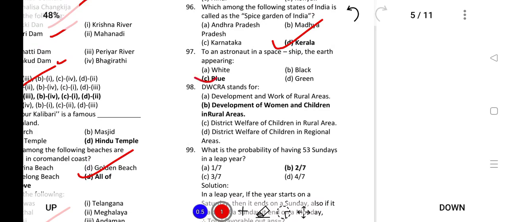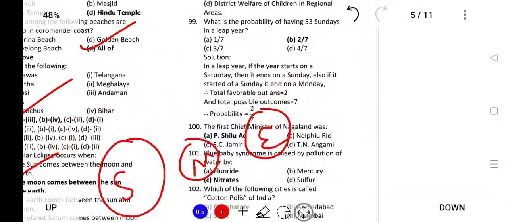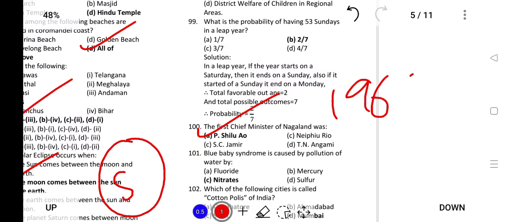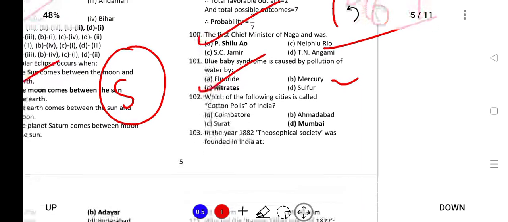DWRA stands for Development of Women and Children in Rural Areas. The first chief minister of Nagaland is P. Shilu Ao, in 1964. Baby blue syndrome is due to nitrate poisoning. Mercury causes Minamata disease. Cotton, the first mill was in Mumbai.